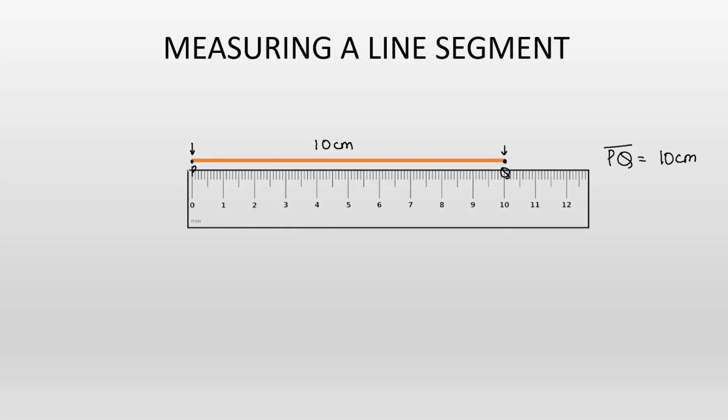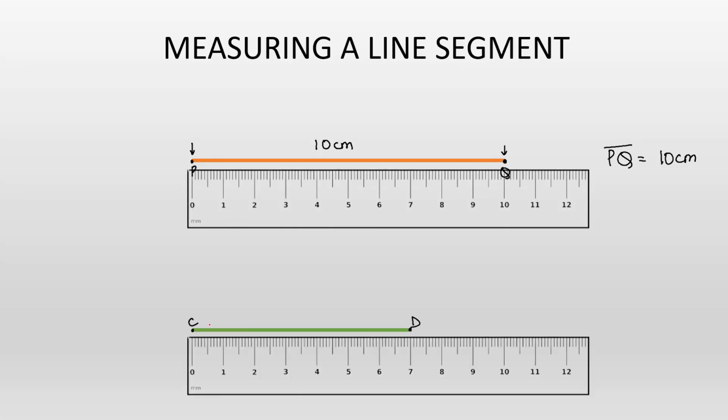Now let's take another example. Over here, let's call it C and D. Again, to measure it, we take a ruler, put one end point, which is C, at 0.0, extend the ruler in the direction of D and see at what point D lies. Now D lies at 7, hence CD is of length 7 centimeter and we represent it as CD with a line above it, CD is equal to 7 centimeter.